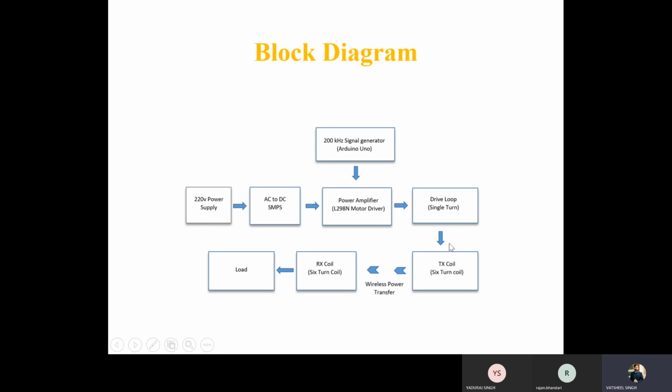This power amplifier feeds the drive loop, which is of single turn, and it then feeds through the TX coil, which is of 6 turns, and there's a step up in between, and here the actual power transfer happens. After it, the receiver coil is also of 6 turns and of the same dimension as the TX coil, and after it, the power is again rectified and fed to the load.